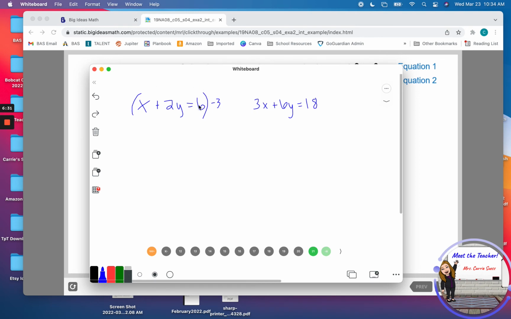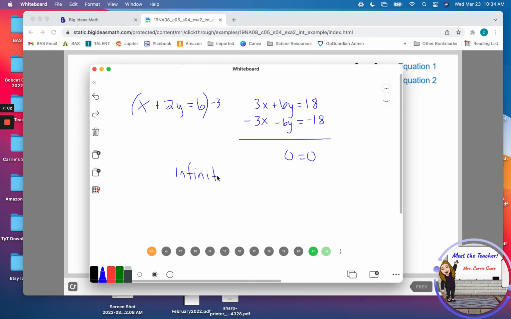Okay, so negative 3 times x would be negative 3x. And then we multiply this negative 3 times negative 2, and we get negative 6y. Negative 3 times 6 would give me what? Negative 18. So what do we notice? It's infinite. Everything is exactly the same. We're going to end up with 0 equals 0, right? Is 0 equal 0? Yes. So this is infinite.